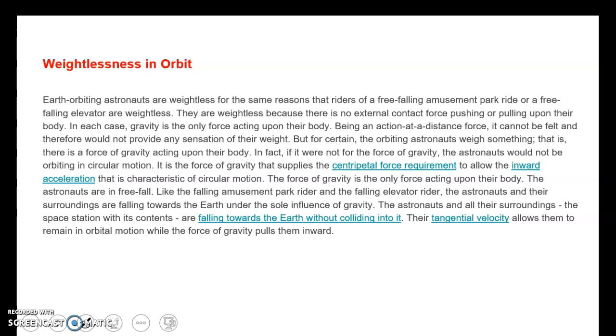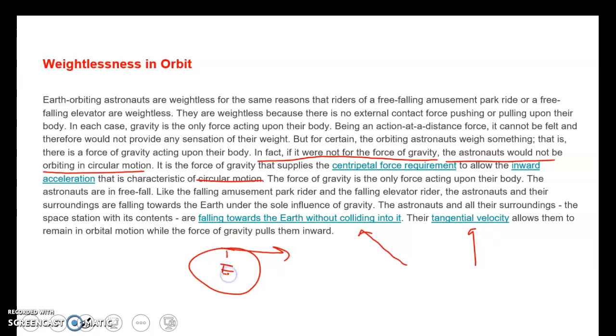I'm trying to find the one thing to talk about here. Here we go. In fact, if it were not for the force of gravity, the astronauts would not be orbiting in circular motion. It is the force of gravity that supplies the centripetal force, this inward acceleration that's characteristic of circular motion. The force of gravity is the only force acting upon their body. The astronauts are in free fall, like the falling amusement park rider and the falling elevator rider. The astronauts and their surroundings are falling towards the Earth under the sole influence of gravity. The astronauts and all their surroundings, the space station with its contents, are falling towards the Earth without colliding into it. Their tangential velocity allows them to remain in orbital motion while the force of gravity pulls them inward. Again, they want to go this way, but the Earth pulls them back in.